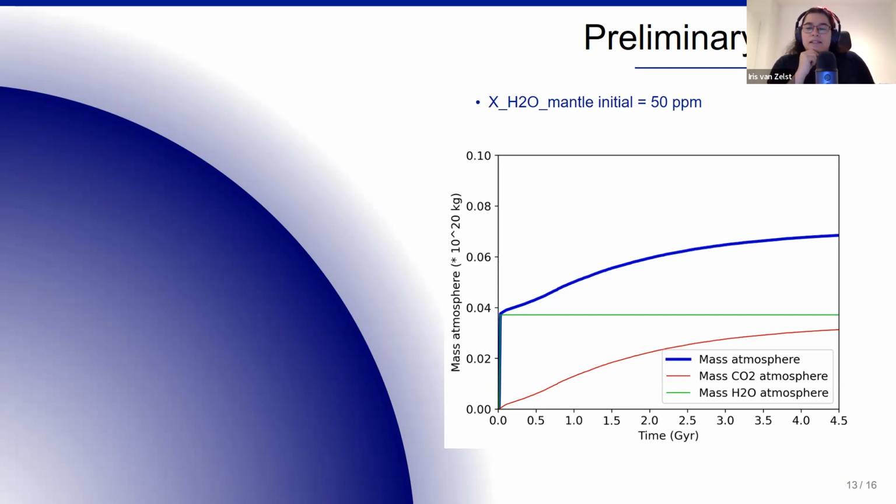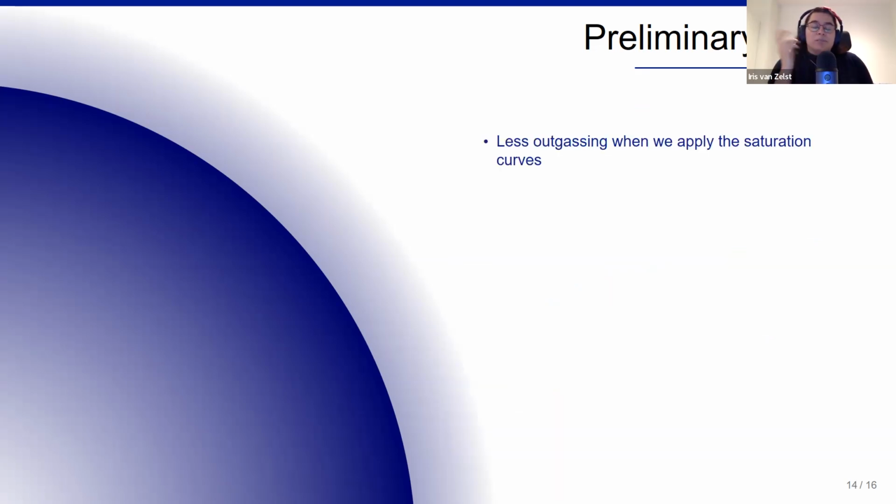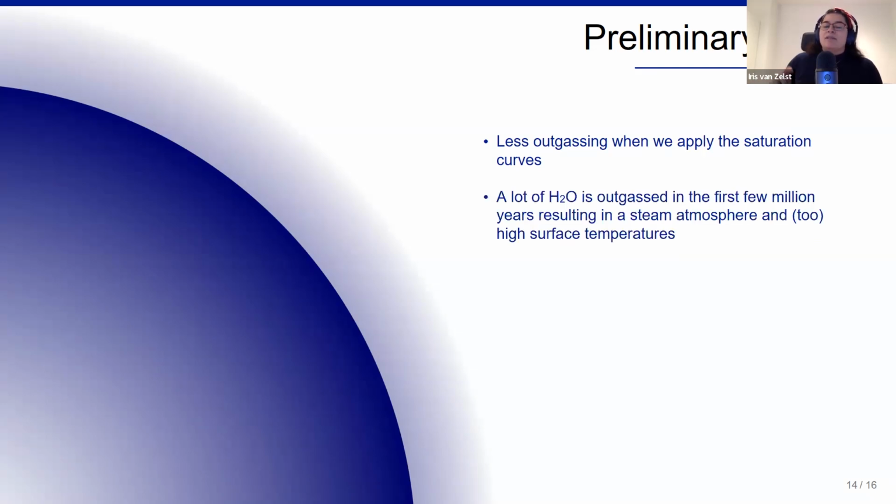So let's summarize this preliminary result in the next slide. We see that, well, the good thing is there is less outgassing when we apply the saturation curve. So the code does what we want it to do. Benchmarked it a lot, so it works. However, on the next slide, one of the elephants in the room is that, of course, in our models, a lot of water is outgassed in the first few million years.